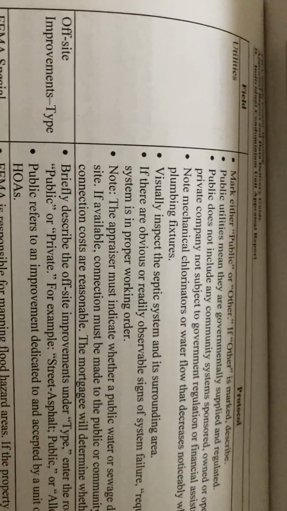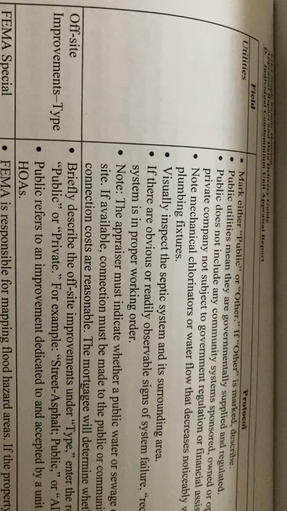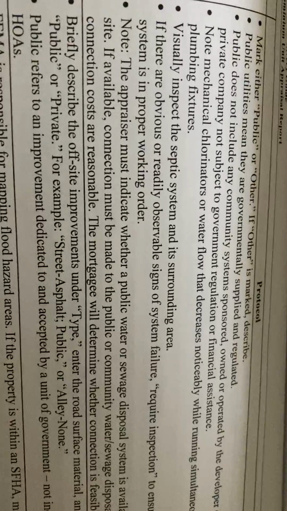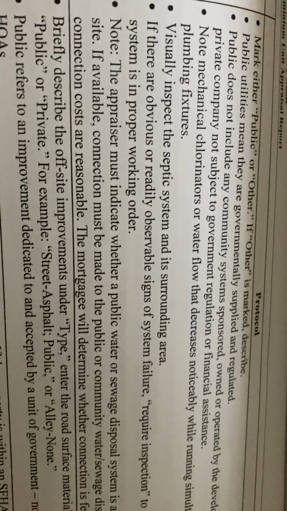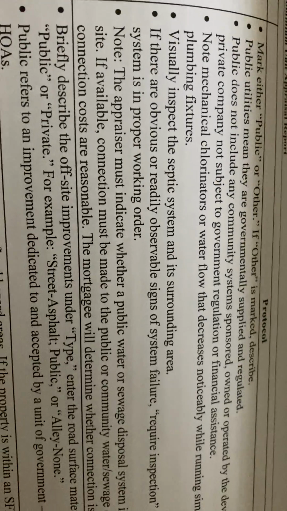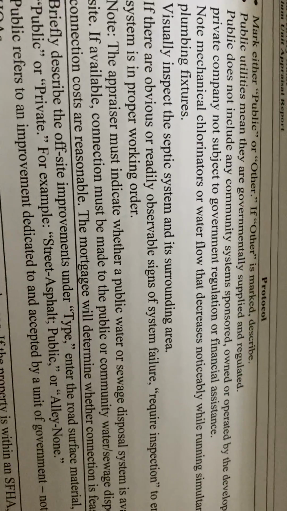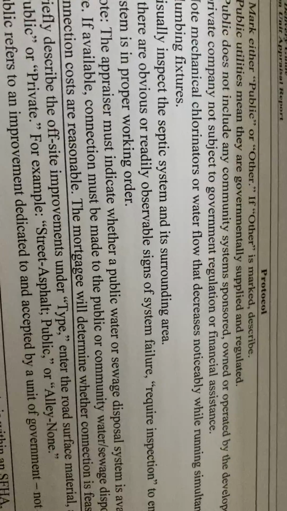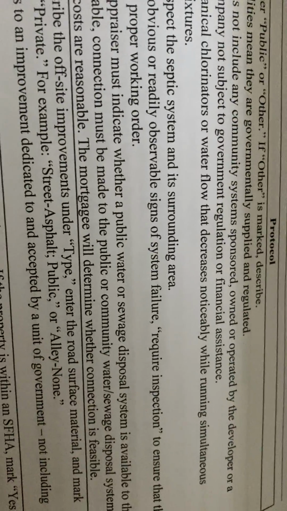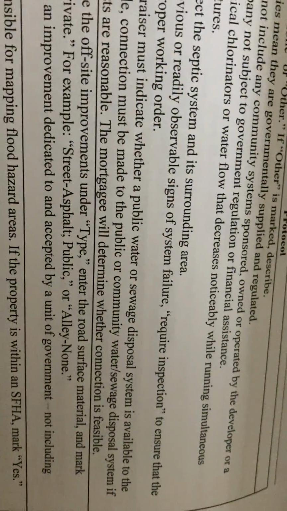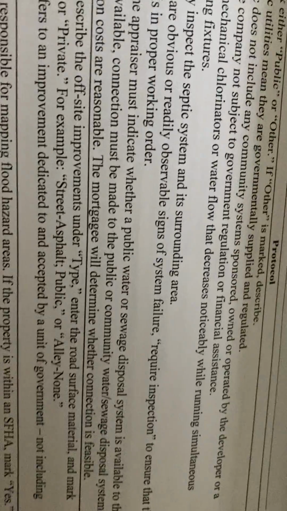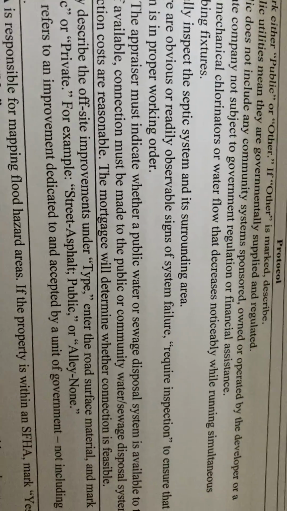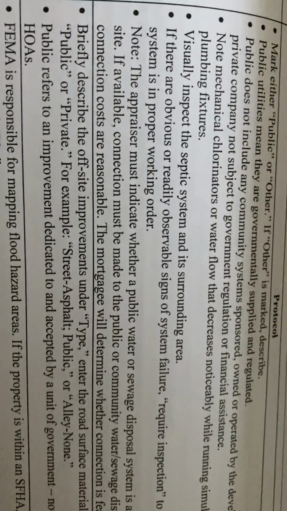Page 229. Field: utilities. Protocol: mark either public or other. If other is marked, describe. Public utilities mean they are governmentally supplied and regulated. Public does not include any community systems sponsored, owned, or operated by the developer or a private company, not subject to government regulation or financial assistance.